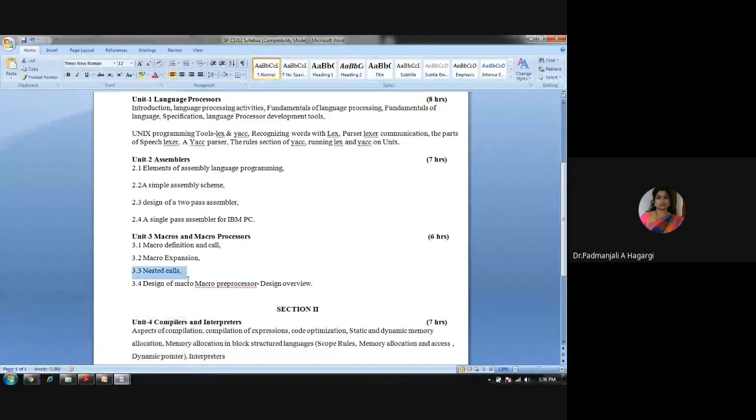After that, I'll be telling you about the nested macro. I am just telling you here about the design overview, the design overview of a macro.